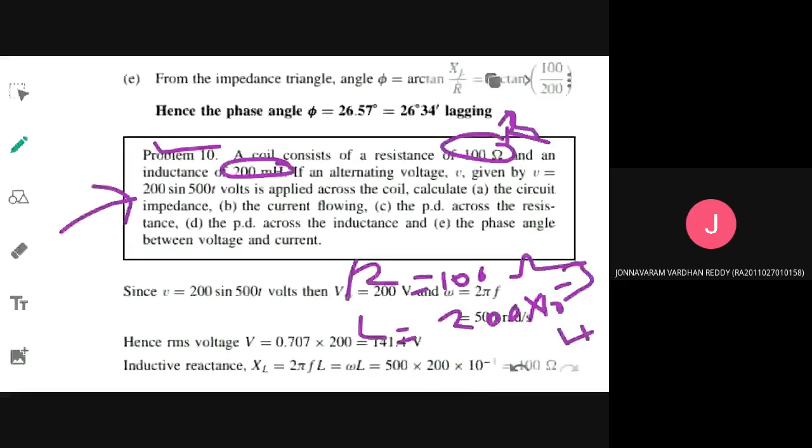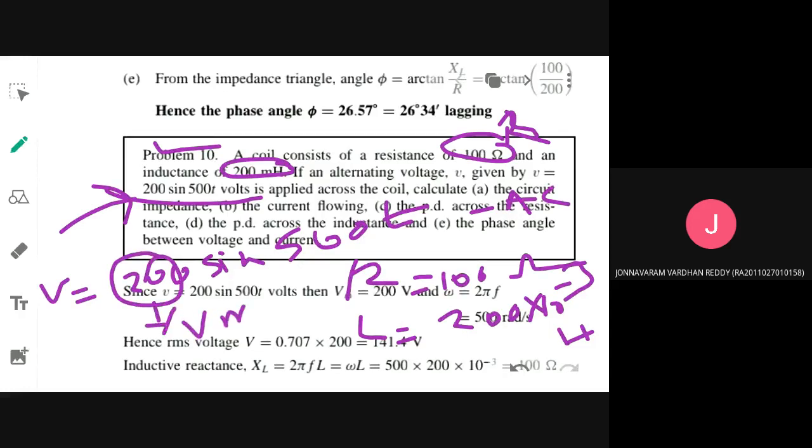What type of supply is given? AC voltage, V equal to 200 sin 500 t. So that AC voltage is given. The given value is Vm, that you have to convert into Vrms by dividing that by root 2. Then what are the other things that are given?